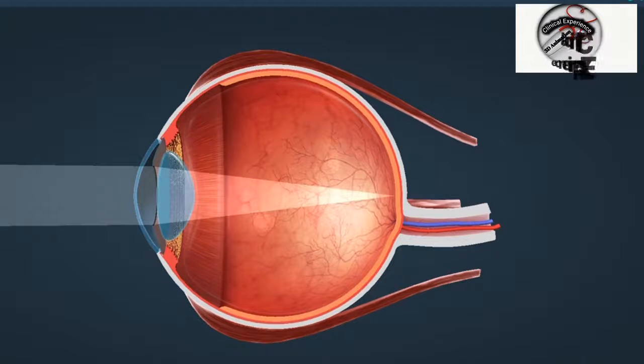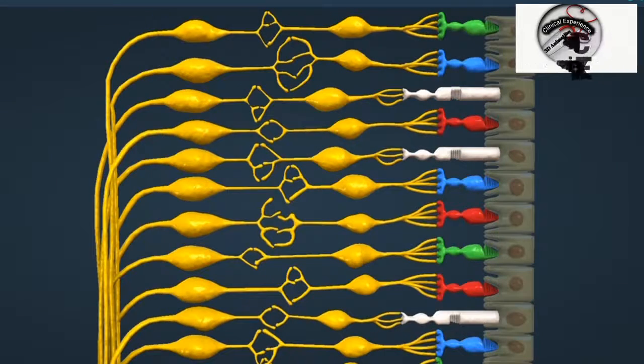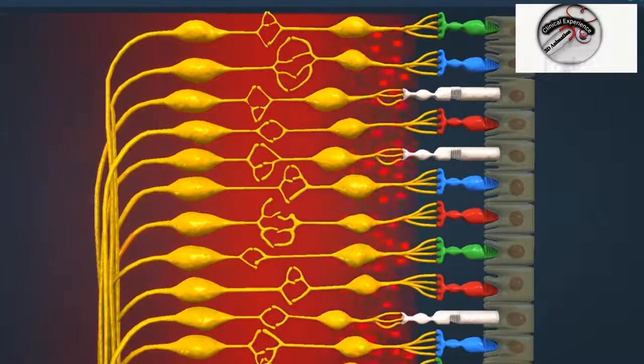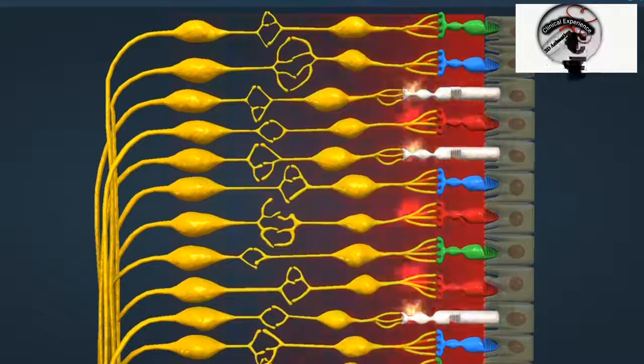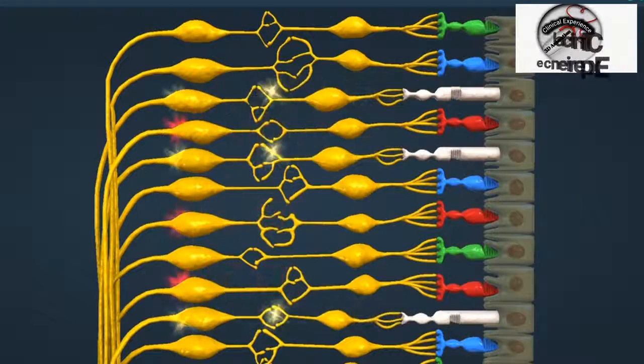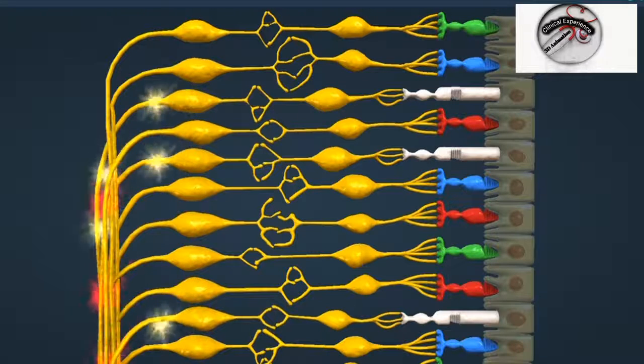The impulses produced by the receptors in the retina are transmitted to the brain by the nerve fibers in the optic nerve. The receptors in the retina are called rod cells and cone cells. They transmit impulses to the bipolar cells, which stimulate ganglion cells. The axons of the ganglion cells form the optic nerve.